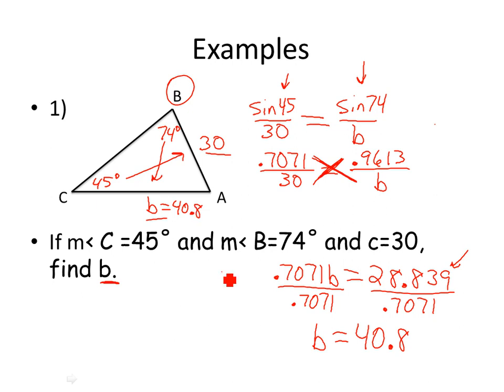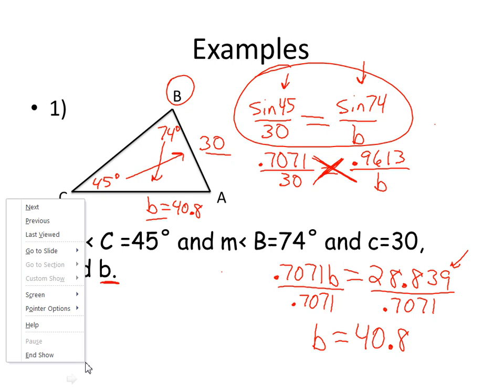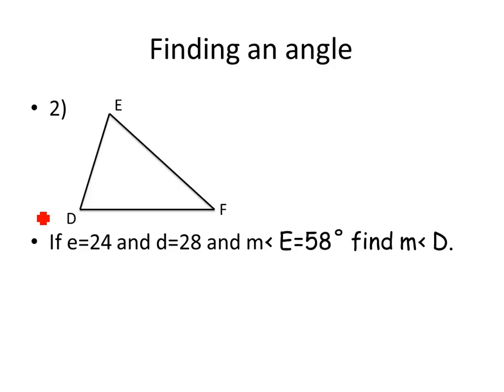So all you're doing is setting up this proportion every time. If you're looking for a side, it's not very difficult. If you're looking for an angle, which we're going to do next, it's not really more difficult, just a little more involved. All right, so on this one, we're trying to find an angle.